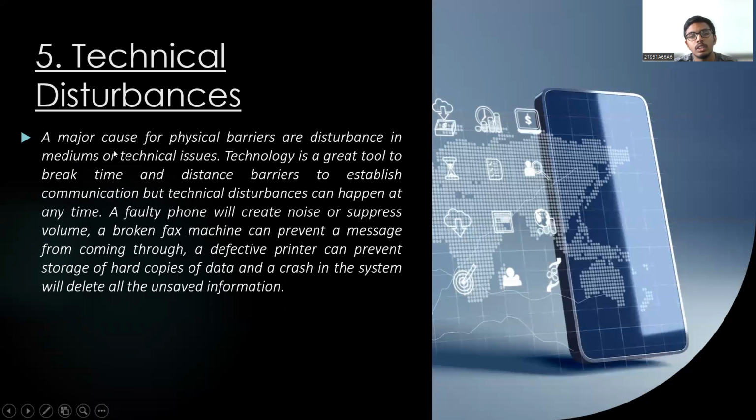Technical disturbances. A major cause for physical barriers is disturbance in the medium or technical issues. Technology is a great tool to break time and distance barriers to establish communication, but technical disturbances can happen at any time.